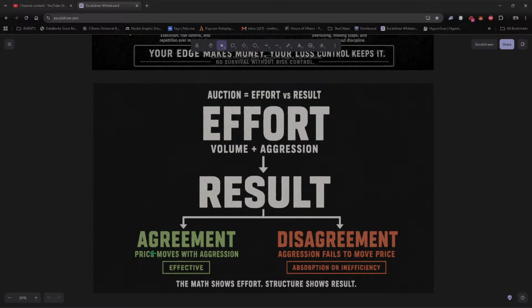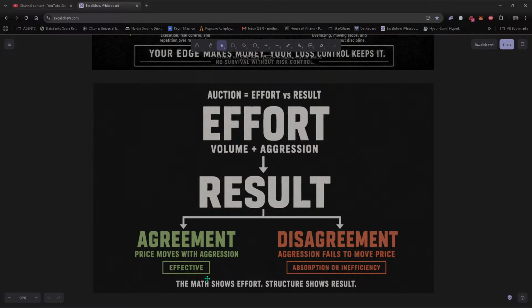Okay, so agreement: price moves with aggression. So the chart's trending up, that's effective. When price fails to move with aggression and volume as well, that's disagreement. So the effort and result did not move with price. That's an absorption. All the effort is being countered with a passive reloading of limit orders. Over here is market orders, lots of them, that are being aggressively executed.